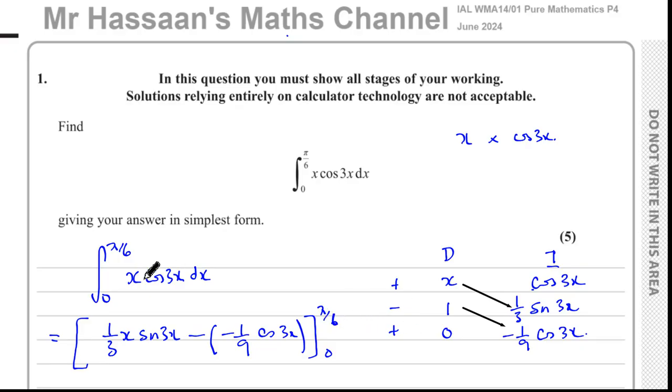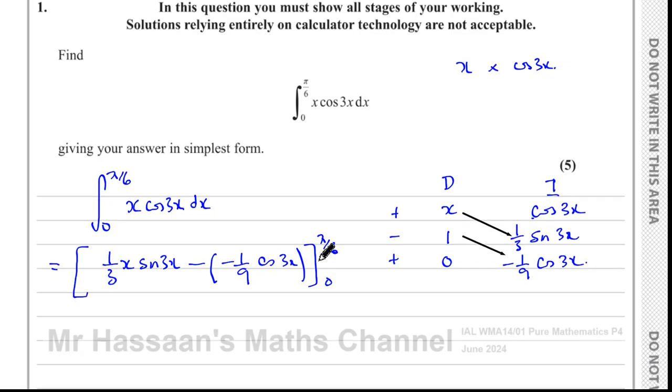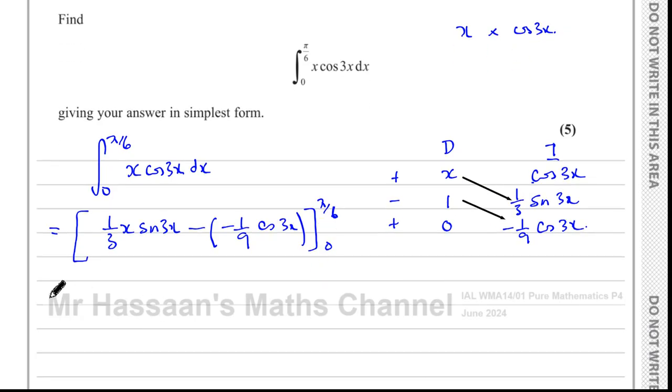Okay, so now we can simplify this, and when we finish, we've got an answer. We have to then evaluate with these values. So this is fine as it is. I'll just simplify. This is a third sine of 3x, and this minus and minus gives you a plus, and this is 1/9 cosine of 3x. We have limits of pi over 6 and 0.